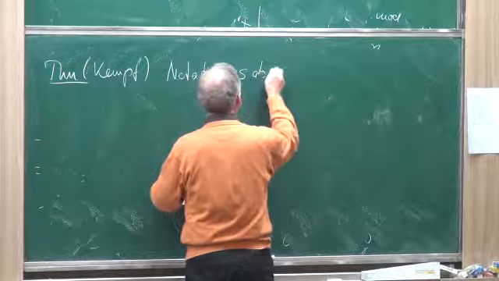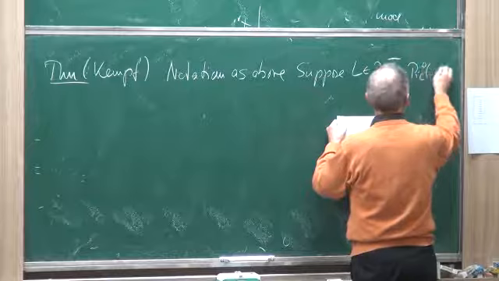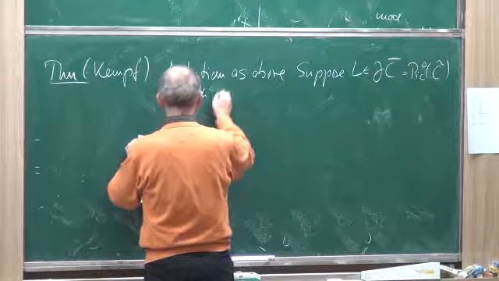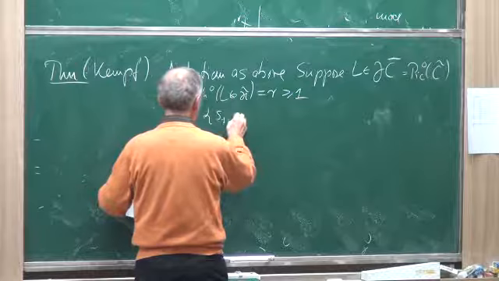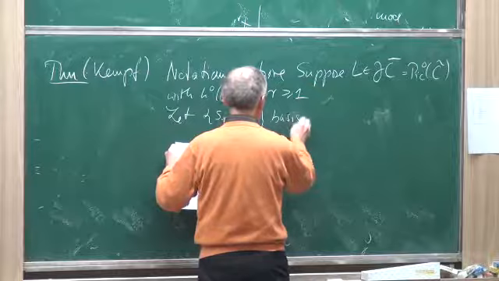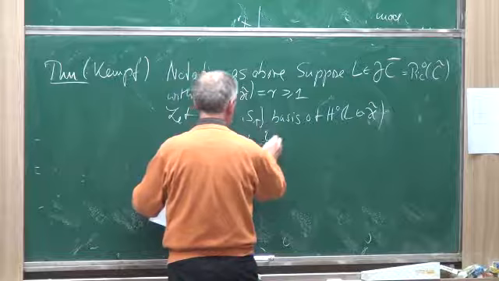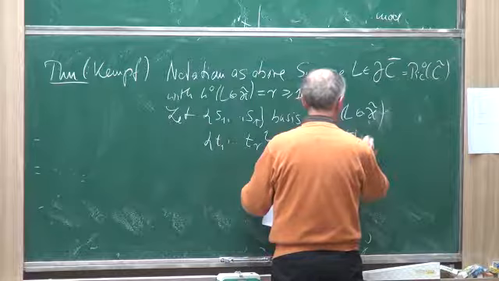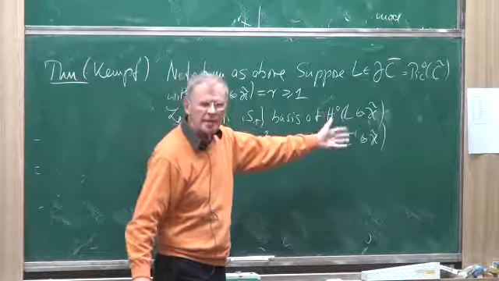Suppose L in J C tilde, which is actually Pic 0 of C tilde, with h0 of L tensor kappa tilde equal to r, greater or equal to 1. Let s1 up to sr be a basis of H0 of L tensor kappa tilde, and let t1 up to tr, the same r here, be a basis of H0 of L to the minus 1 tensor kappa tilde. Why does this have the same dimension? This is of degree g tilde minus 1, so h1 is equal to h0, and this is h1 by Serre duality. Okay, so they have the same dimension.